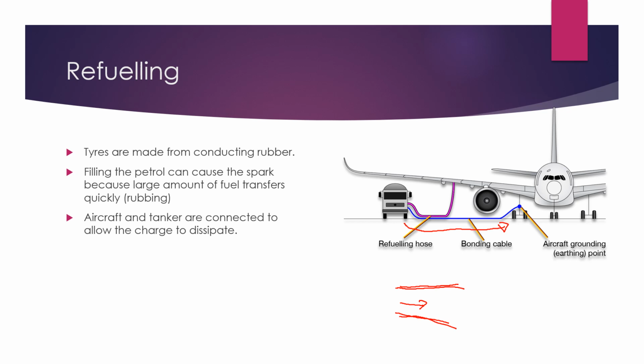So what is the solution? The solution is, before the filling process happens, they have to make sure that there is a connection, or what we call a bonding cable. The cable connects the tanker truck with the aeroplane. This cable is used to make sure that there is no difference of charge between the truck and the aircraft. And also the aircraft must be grounded, to make sure that there is no static electricity that still stays in the body of the aeroplane. When they are connected, this allows the charge to dissipate.